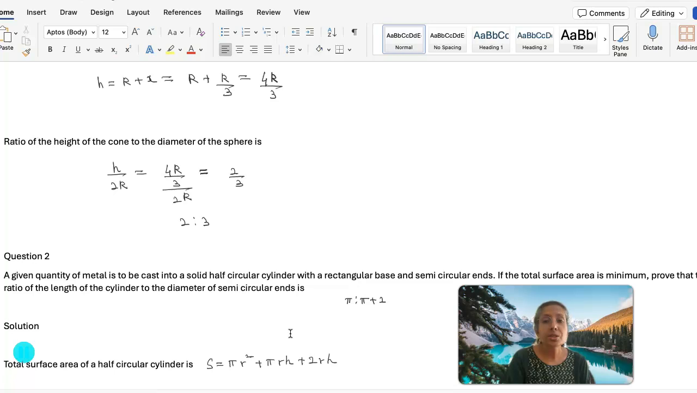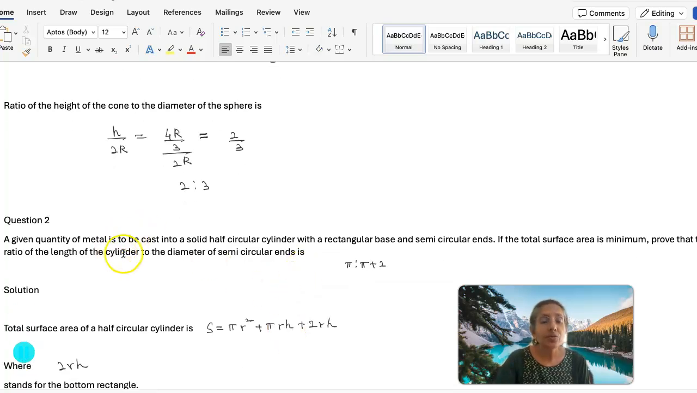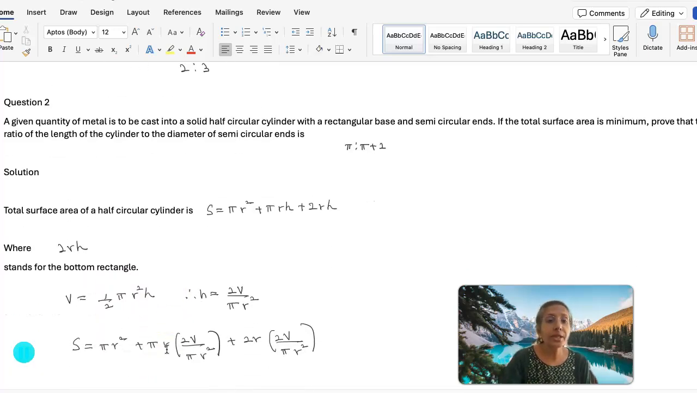Coming to the next question, this is on a half cylinder. A given quantity of metal is to be cast into a solid half-circular cylinder with a rectangular base and semicircular ends. If the total surface area is minimum, prove that the ratio of the length of the cylinder to the diameter of the semicircular ends is pi is to pi plus 2. Now we need to remember this formula. Total surface area of a half-circular cylinder will be pi r squared plus pi r h plus 2rh. So it's basically half the total surface area, but you have a 2rh, where 2rh stands for the bottom rectangle.